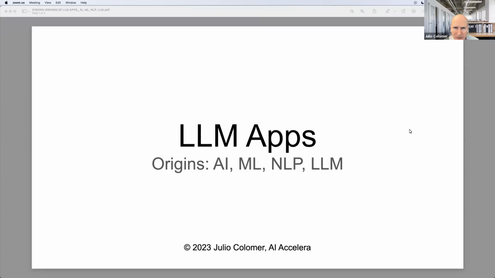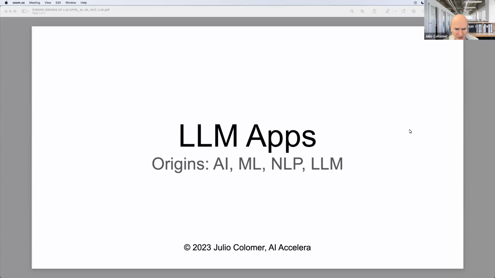Okay, so many of you have probably reached LLM apps after reading or listening or talking with people about artificial intelligence, machine learning, natural language processing, large language models, and probably some of you wonder if you need to study all these things in order to be able to create LLM apps.